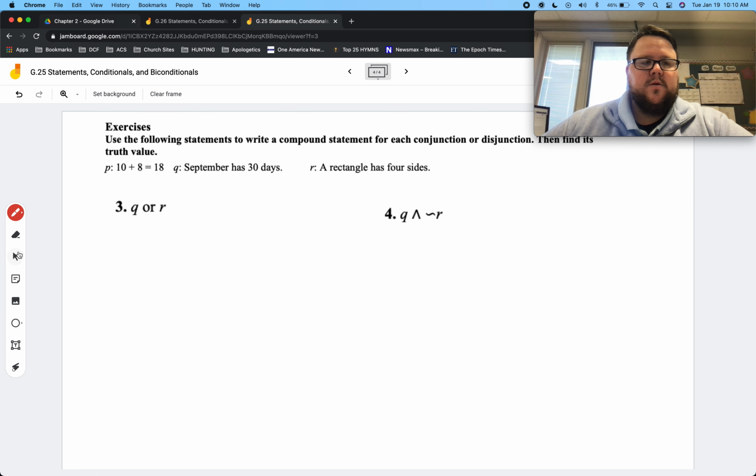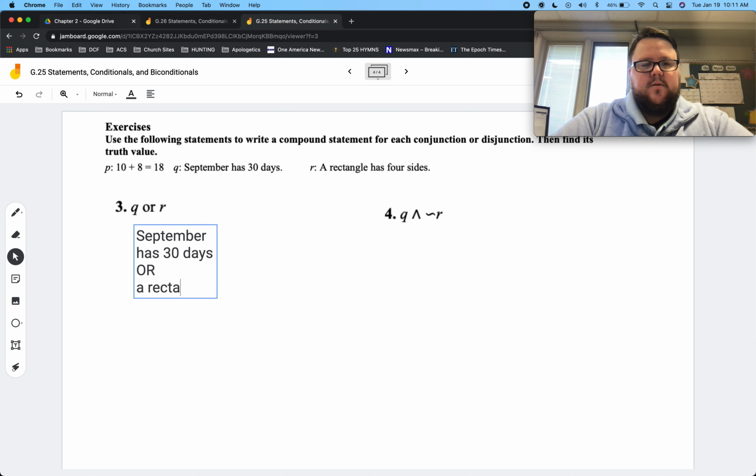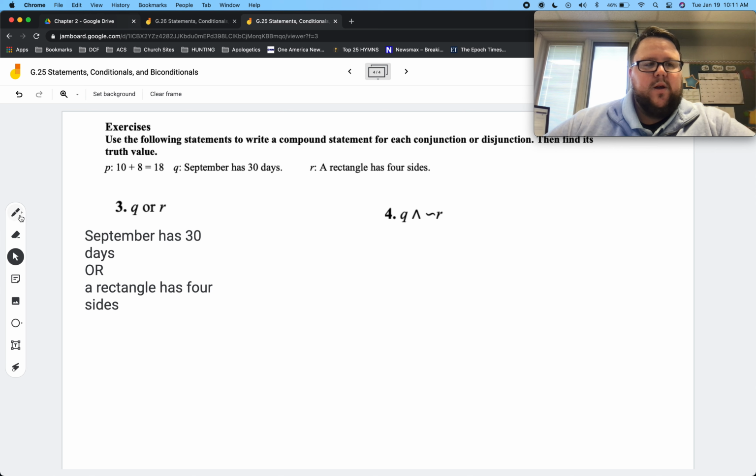Q or R. So Q was September has 30 days, or R, a rectangle has 4 sides. So that's our statement that we're working with. Now we're going to determine the truth value. September has 30 days. True. A rectangle has 4 sides. True. One of them has to be true. They're both true. So that means that this compound is true.